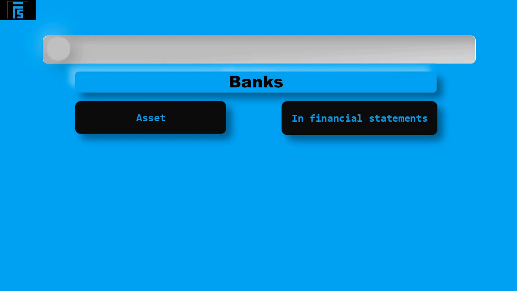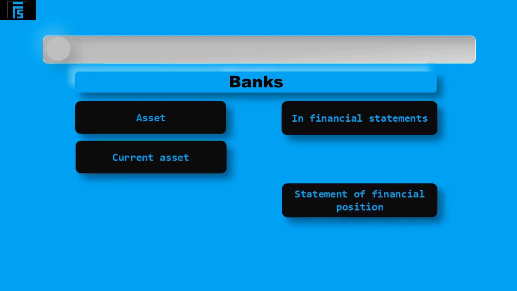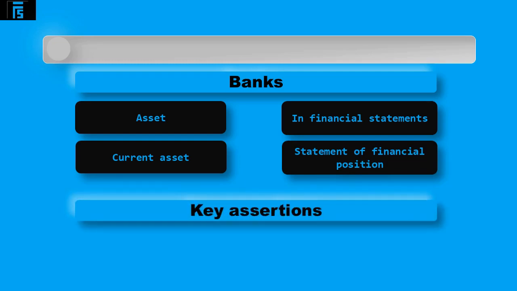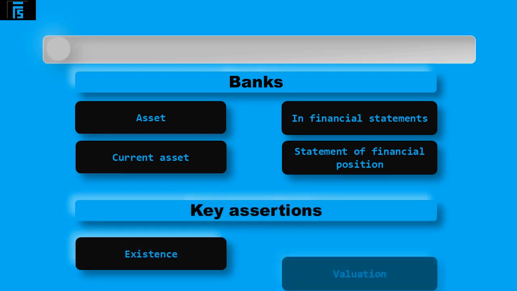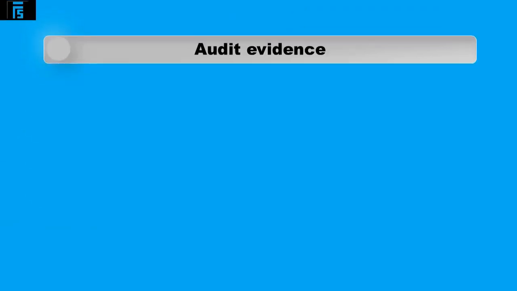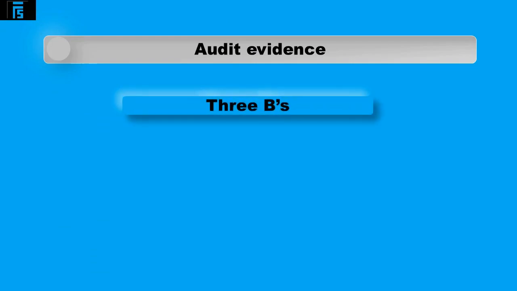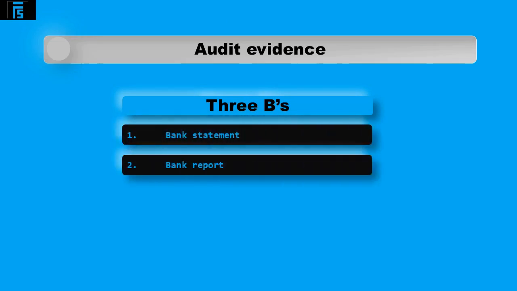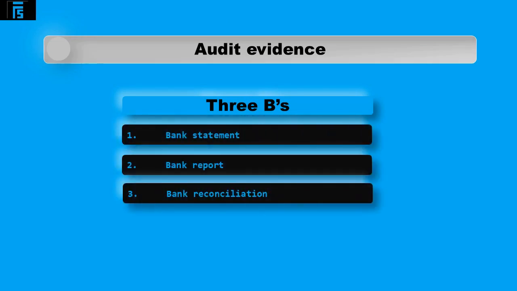Bank is an asset presented in the financial statements. It is shown under the heading Current Assets in the Statement of Financial Position. The key assertions that should be verified are existence and valuation. The evidence that the auditor would obtain to audit the bank balance can be referred to as the 3 Bs. These are the bank statement, the bank report, and the bank reconciliation.